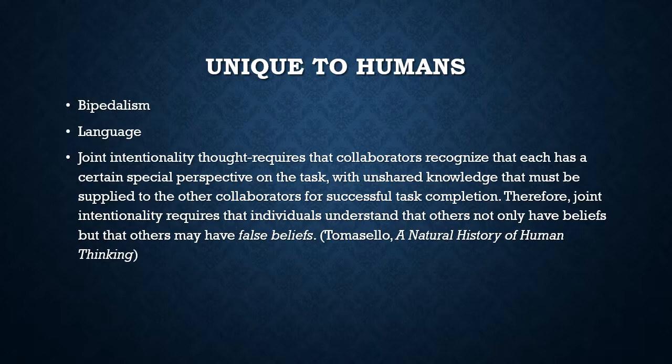So it requires that if there's a task, the collaborators recognize that each has a certain special perspective on that task, and then with unshared knowledge that must be supplied to the other collaborators to complete the task successfully. And so what that implies is that the individuals understand that the others in the group not only have beliefs, but that those others' beliefs might be false. And so we don't see that level of thinking in other animals. That's very unique to humans.